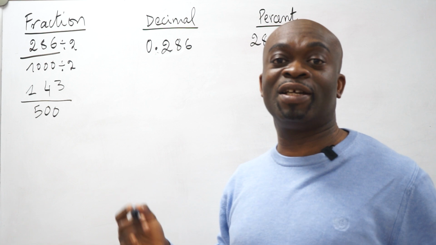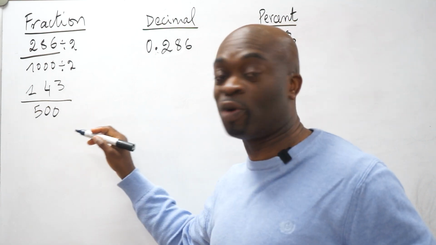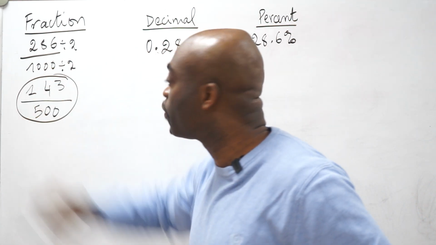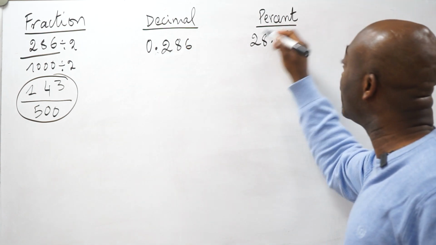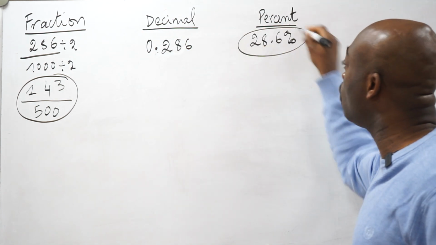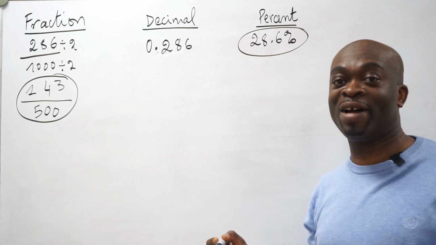So, ladies and gentlemen, you are finished. You cannot go further than this one. So you end up with 143 over 500. So you have your decimal, and then you have your percent also over here, and you finish. All right? Thank you.